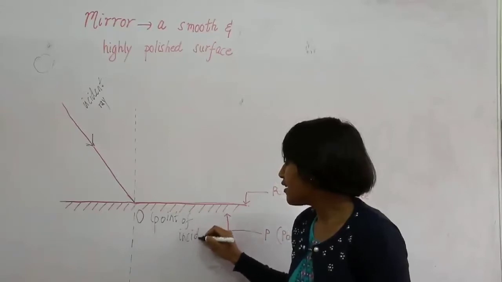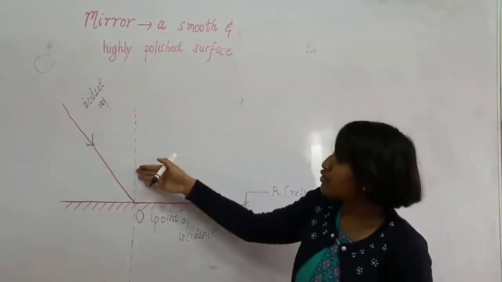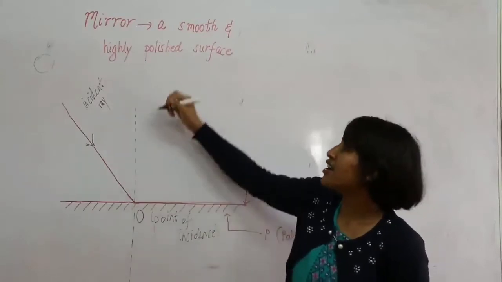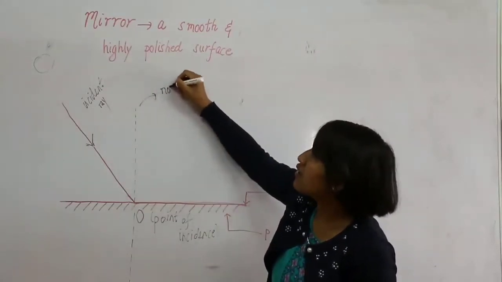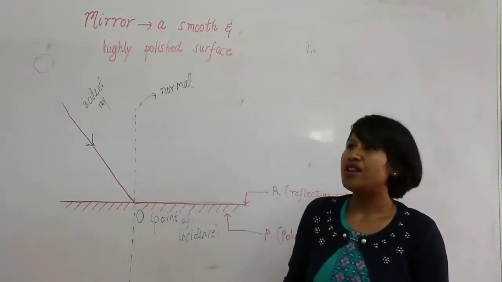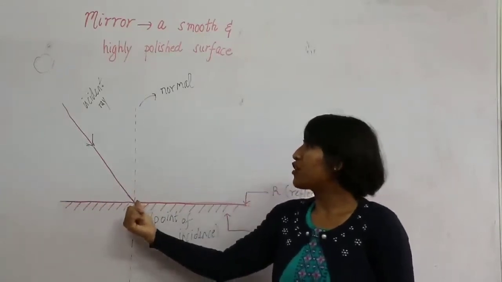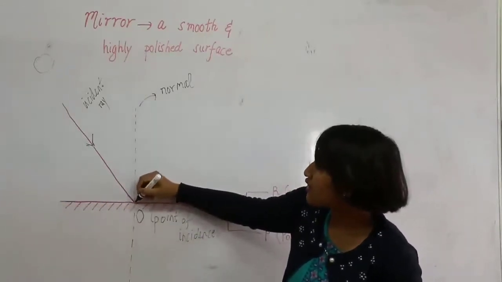And then we draw a perpendicular line through the point of incidence. This is called the normal. As a result of reflection, because the ray strikes an opaque object, it will get reflected. It bounces.